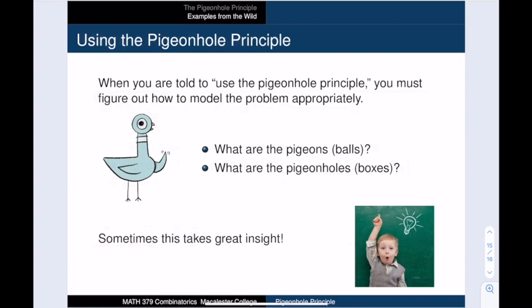Let's summarize what we've seen. Pigeonhole principles are about tipping points, and the hardest part of a pigeonhole problem is determining what the pigeons and the pigeonholes are. Sometimes concocting these pigeonholes requires a serious aha moment.